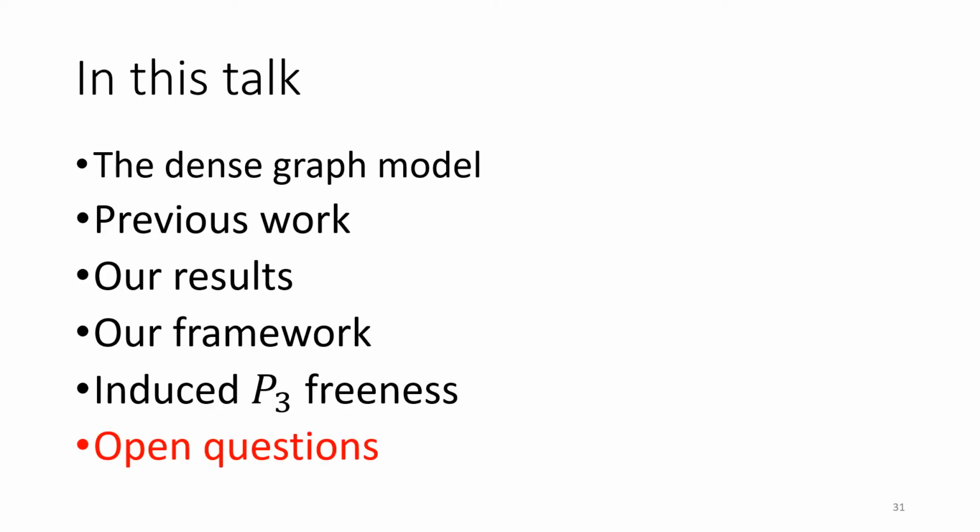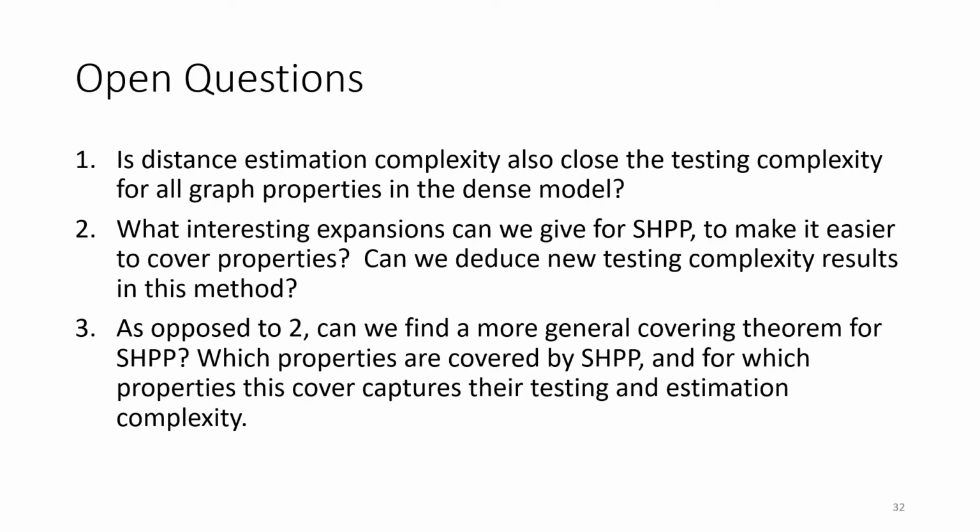Finally, we discuss some open questions. The first question is pretty straightforward. It asks whether there are properties which have testing complexities that are considerably more efficient than their estimation complexities, or are the complexities similar for all properties in the dense graph model. Our work, as well as that of others, suggests the latter.